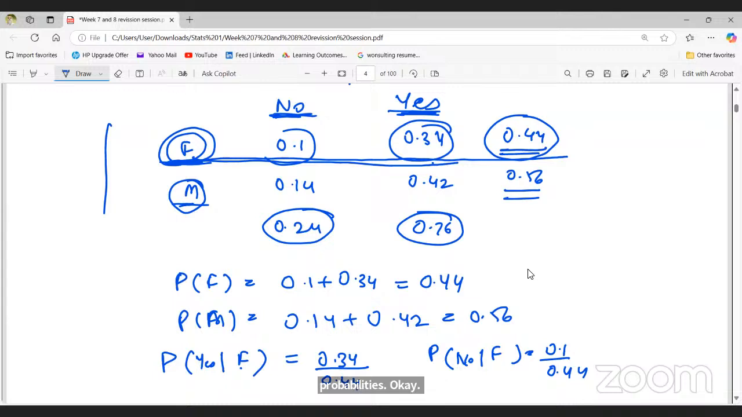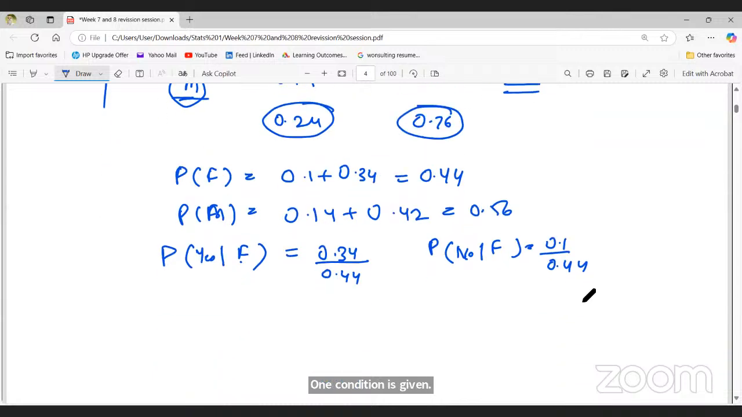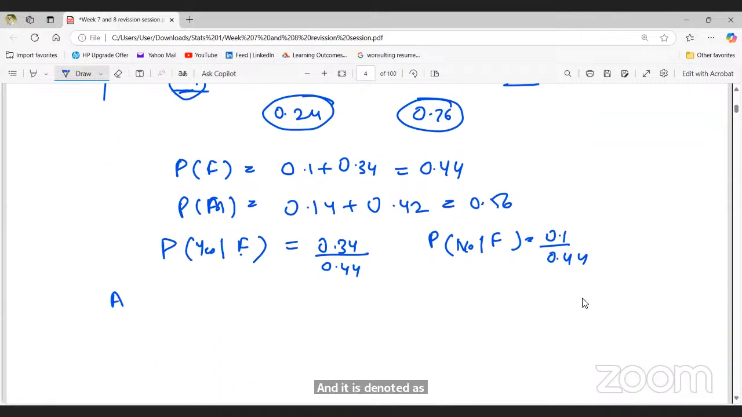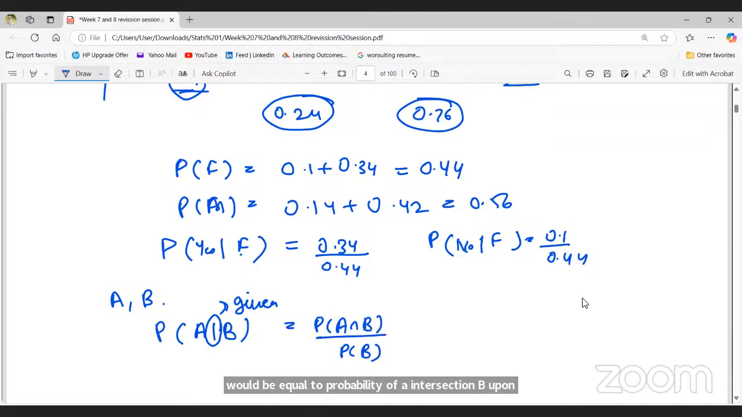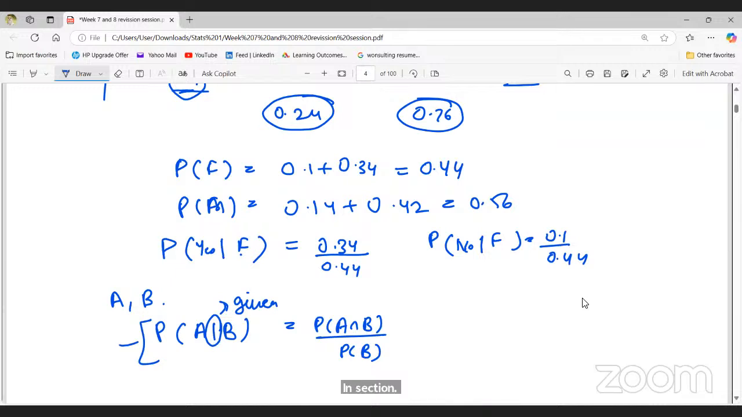So what is a conditional probability? We are finding out the probabilities when one condition is given. It is denoted as, if I'm having two events A and B, the probability of A given B. This is a sign of given. It is not divide or something, it is given. So the probability of A given B would be equal to the probability of A intersection B upon the probability of B. This is the formula of conditional probability.